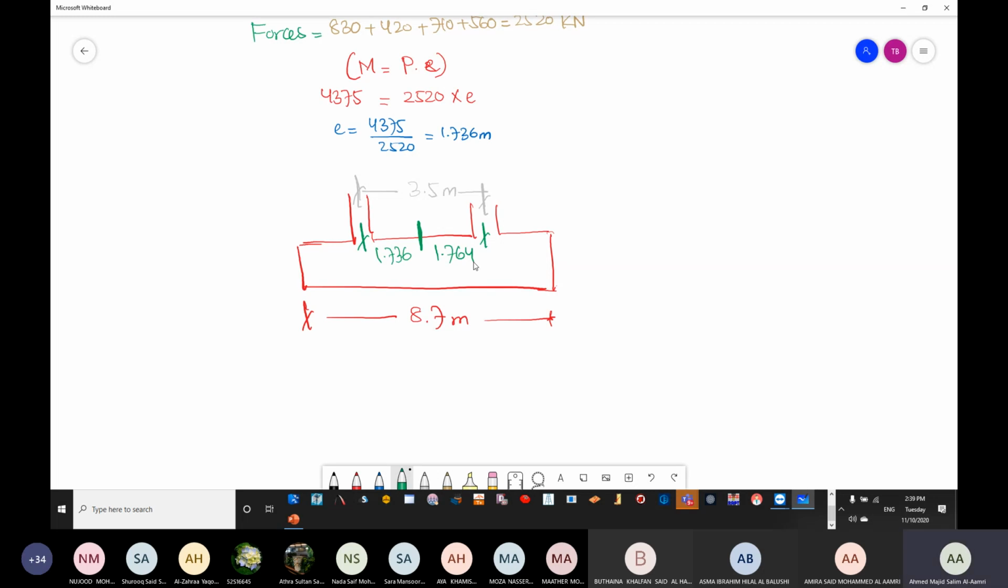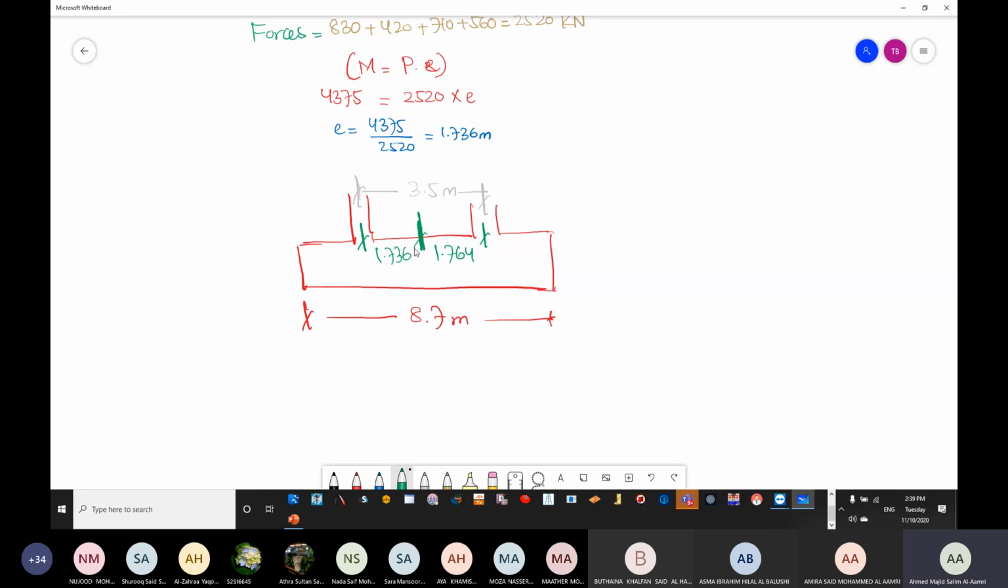Now the loading here, if you see the loading for column number one and column number two are somehow close. That's why you are seeing the dimensions to be close. If the columns do not have similar values, then you will have a very huge difference between eccentricity of A and eccentricity of B.